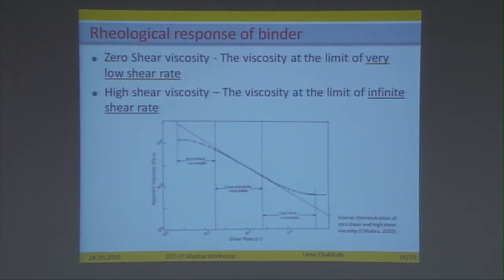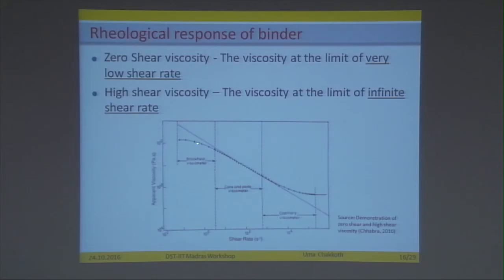The figure that you see is the rheological response of a typical binder. This response can be divided into three different regions. In the first, the rate of change of viscosity with respect to shear rate is very small. In the second zone, you can see that the viscosity considerably decreases with increasing shear rate, and in the third region, the viscosity again remains almost constant.